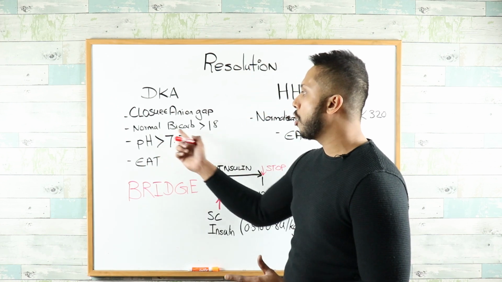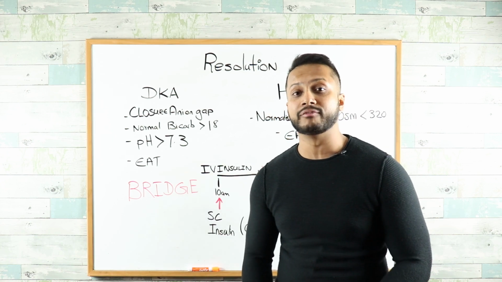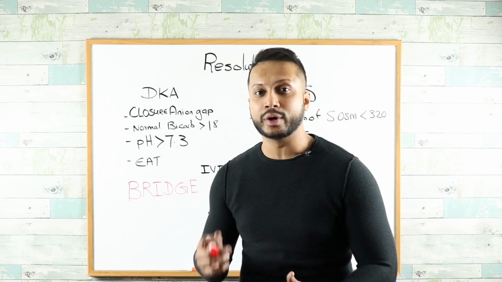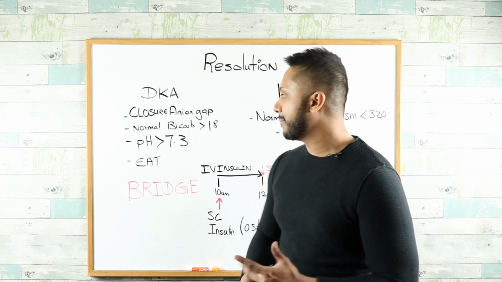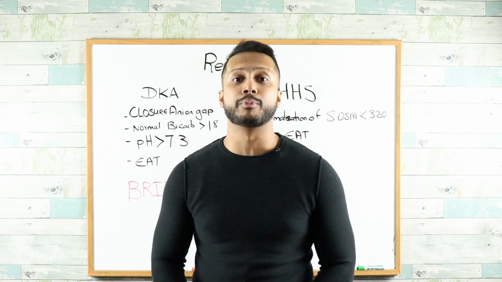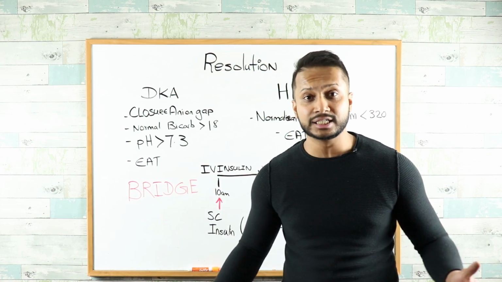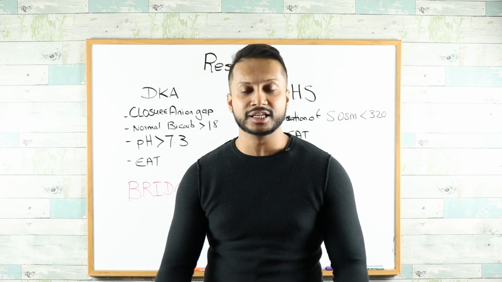Number 2, a normal bicarbonate level. Again, the acidosis has to correct, and when your bicarbonate becomes greater than 18, you can check this off as well. Number 3 is your pH. Your pH needs to be greater than 7.3. Once these 3 parameters are met and your patient can eat and the patient appears comfortable, at this point you will bridge your patient.